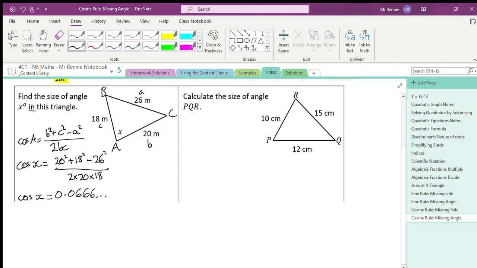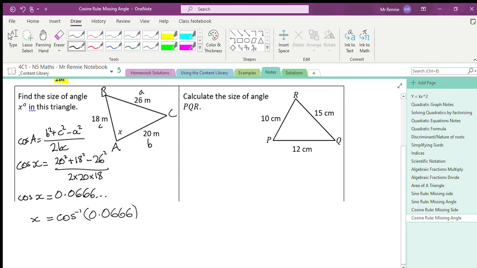Okay, so that's what you get in your calculator if you do it properly. Now again, this is not my angle x, this is cos of x, so we need to get rid of that cos, and a bit like the sine rule for an angle, in order to get our angle out, it's going to be the cos inverse this time, because it's a cos question. So it's going to be the cos inverse of 0.0666.